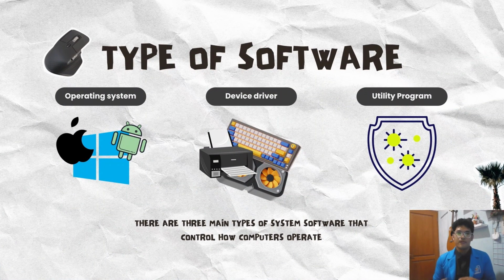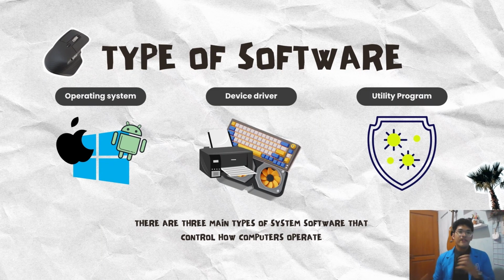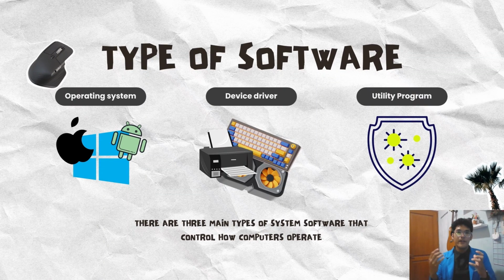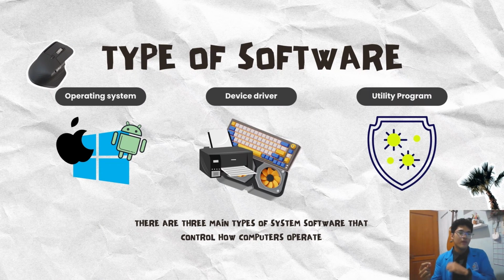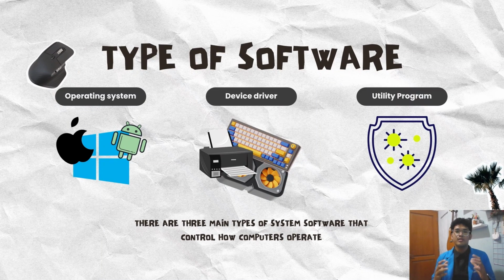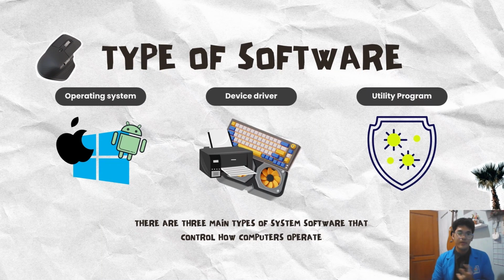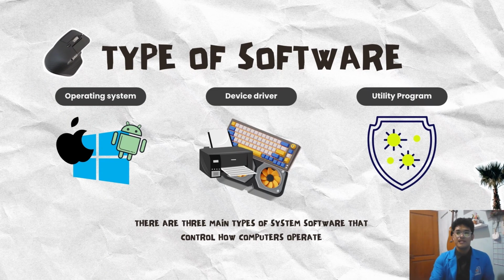There are some types of software. First is the operating system. It's the most important main component of the computer because everything in the computer works because of the operating system. And then there's the device driver. A device driver is something that lets the computer communicate with other devices like the keyboard, the printer, and a lot of other things. The last one is the utility program. Utility programs include antivirus and other programs that can protect the computer. There are three main types of system software that control how the computer operates.